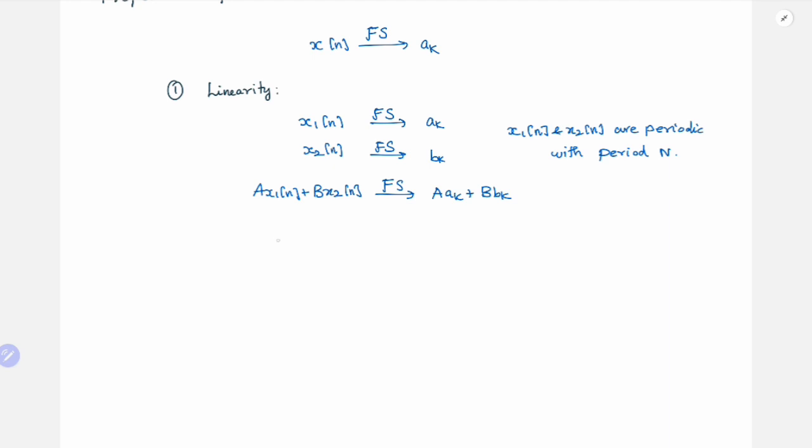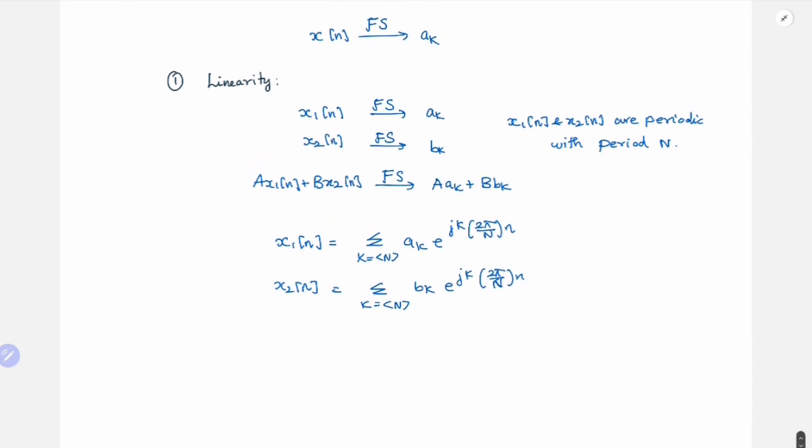So the proof is pretty straightforward. From the first line we can get x1[n] equal to summation k over N of a_k e^(jk(2π/N)n), and x2[n] is nothing but summation k over N of b_k e^(jk(2π/N)n). Since the period is the same, we have written only N here.